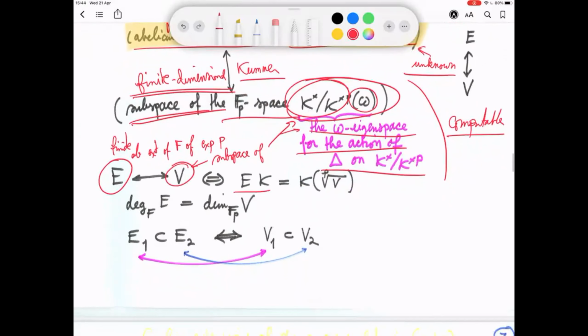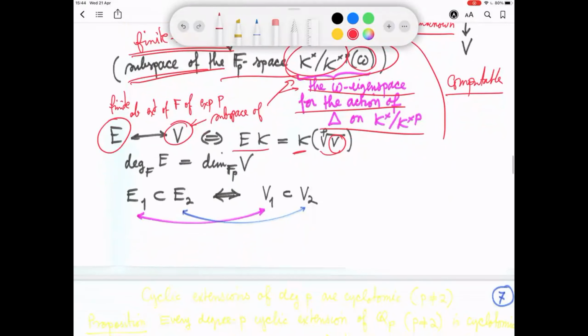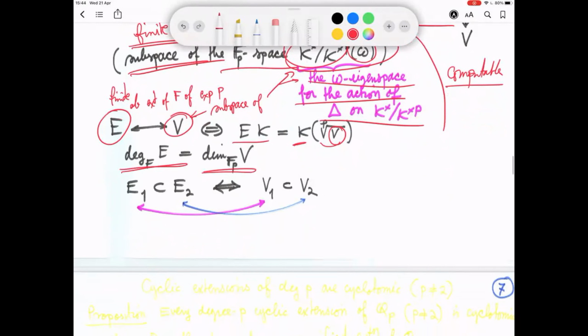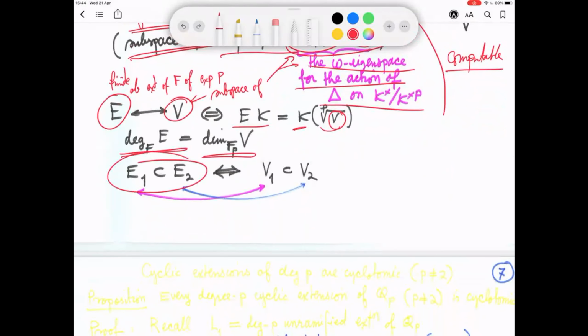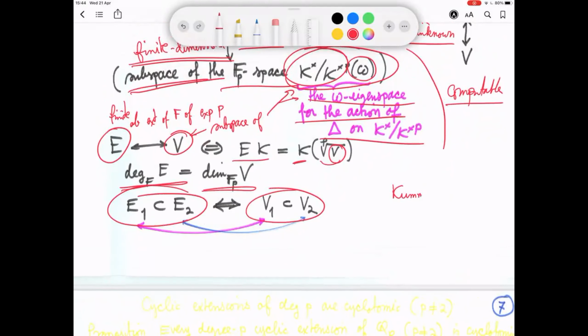Precisely when the compositum EK is obtained as an extension of K by adjoining the pth roots of everything in K star whose image modulo K star to the power p is in V. The degree of E over F will be equal to the dimension of V as a vector space over Fp. And of course, E1 is going to be contained in E2 if and only if V1 is contained in V2. So this is called Kummer theory, and I'm not going to insist too much because we have seen this before.